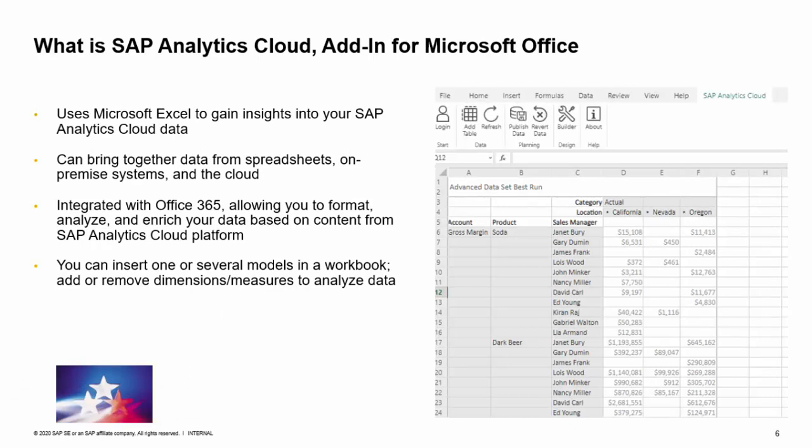So SAP Analytics Cloud add-in for Microsoft Office allows you to use Microsoft Excel's strengths to get deeper insights into your SAP Analytics Cloud data. SAP Analytics Cloud can bring together a wide variety of data from spreadsheets, your on-premise databases, and of course the cloud data sources. With SAP Analytics Cloud add-in for Microsoft Office, you can bring this data into Microsoft Excel and take your analysis further. It's integrated with Office 365, and the add-in lets you format, analyze, and enrich your data based on the content from the SAP Analytics Cloud platform.